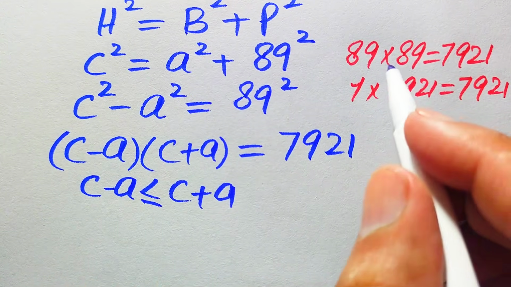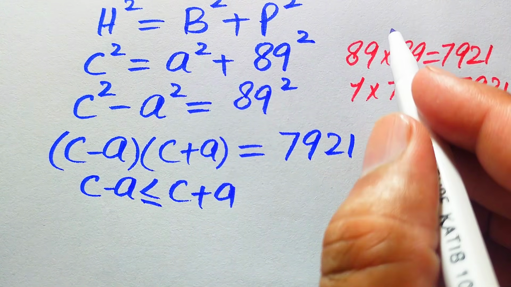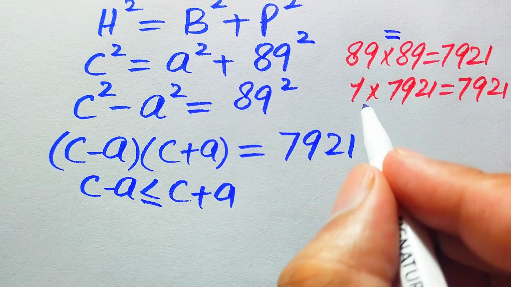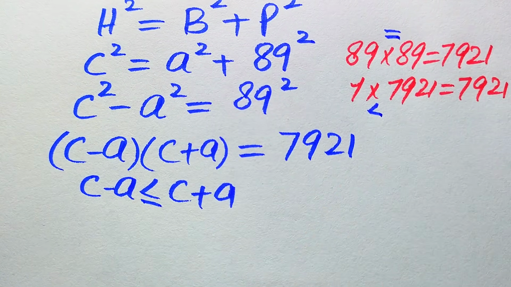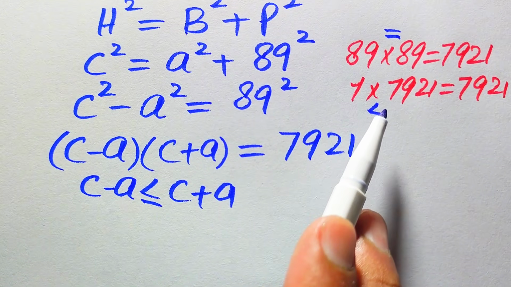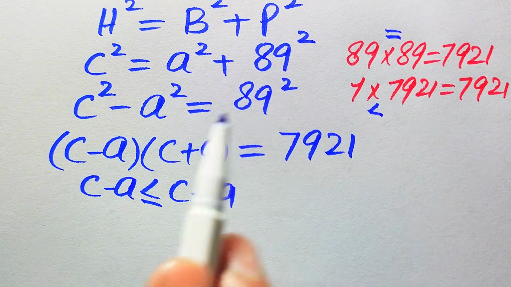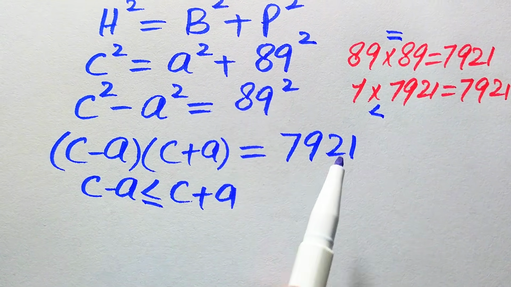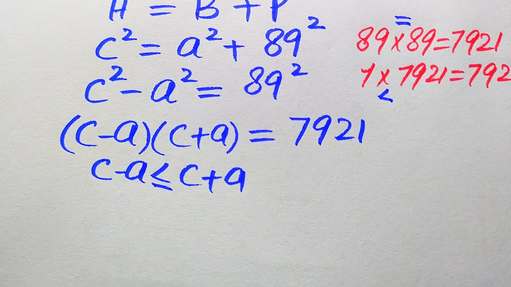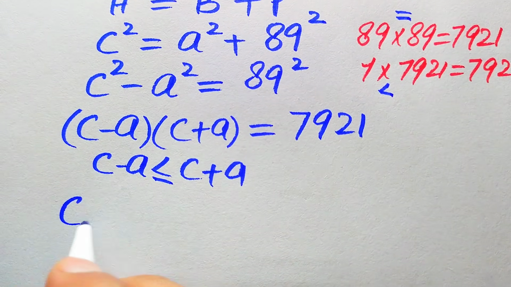So if we make the relation between these two pairs, you see that 89 is equal to 89 and 1 is less than this value. So here we compare both of these two sides with this number, and we compare the bigger value with the bigger factor and the lesser value with the lesser factor. So here we write both of these two cases.